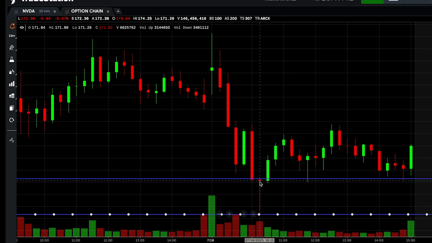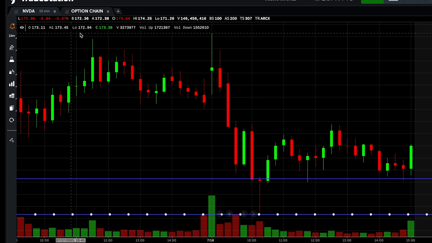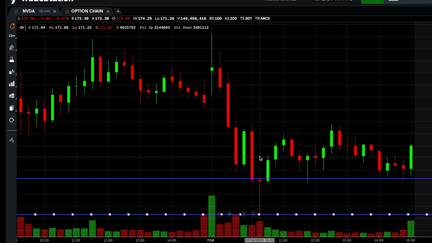If I hover over this candlestick, I can look up here at the top right. I see that the open on this was at $171.84, and that the close on this was at $171.82. So pretty much they were the same. So this was an indecision candle.